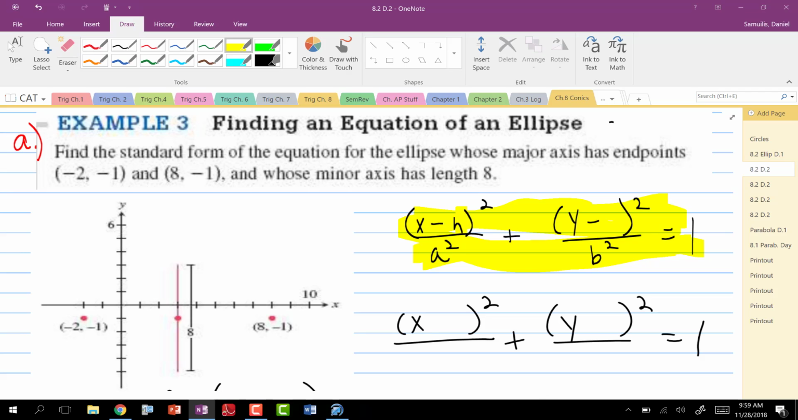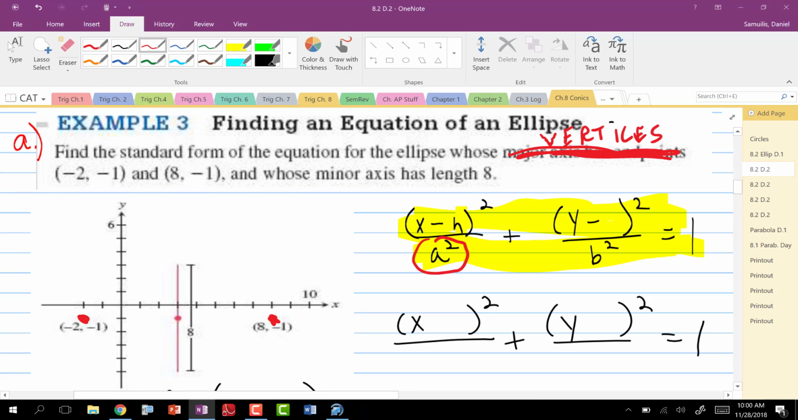I lost my k. Whose major axis has endpoints -2, -1 and 8, -1. You're a silly, silly fool if you don't graph those two points, and hence that's why I know the bigger number is underneath the x squared, because it says the major axis endpoints. Instead of saying that, it could have said what instead? The vertices. That word I don't like, they're being cryptic. They're trying to add vocab to you, I feel like. They're trying to be little tricksters. Okay? And whose minor axis length is 8.